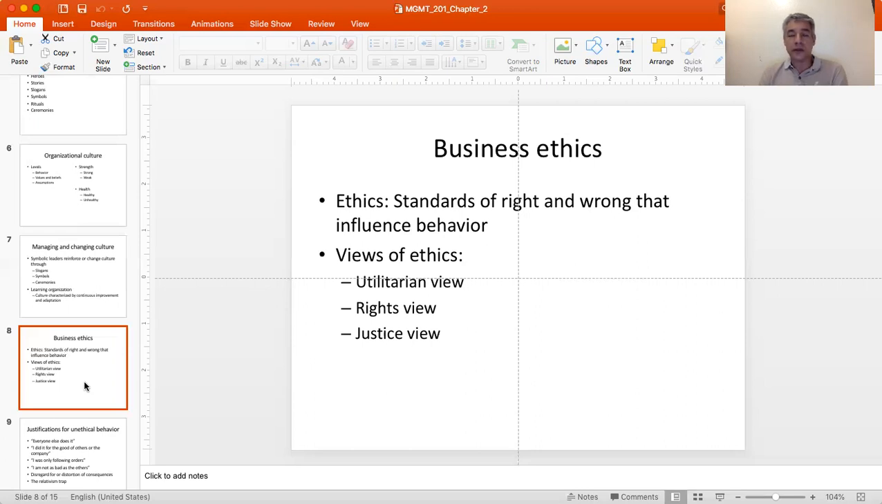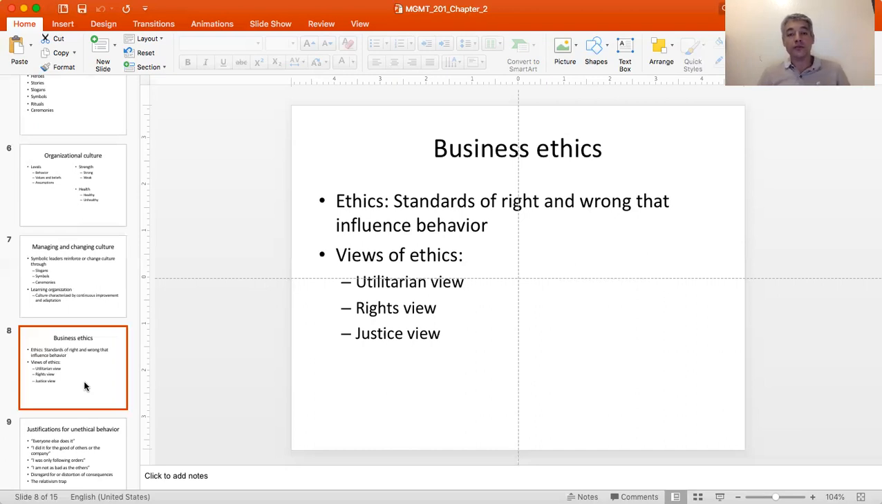The utilitarian view basically says that the decisions that you make have to create the most benefit for the most people. So you just try to maximize the utility. And if you've taken some economics classes, you know the utility language that I'm referring to.